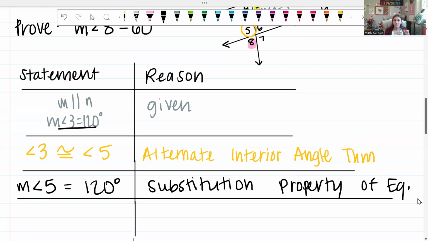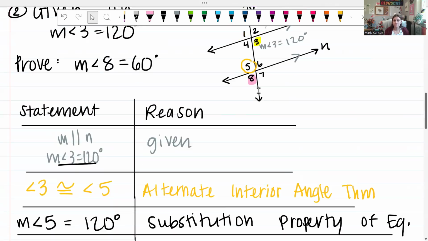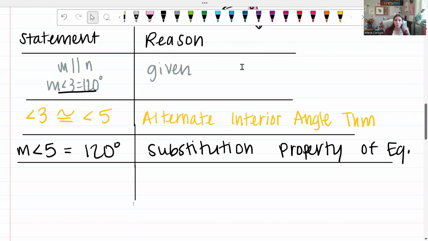I know then the measure of angle 5 is 120 degrees. And our goal is to prove that 8 is 60. They're congruent. 5 is 120. 5 and 8 form a linear pair. They form a straight line. So now I'm going to say the measure of angle 5 plus the measure of angle 8 is equal to 180 degrees. This is our linear pair postulate.